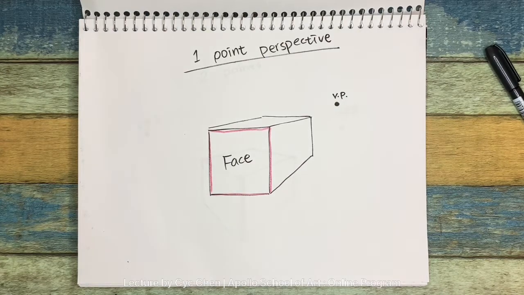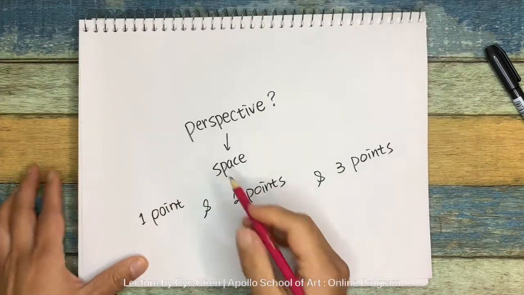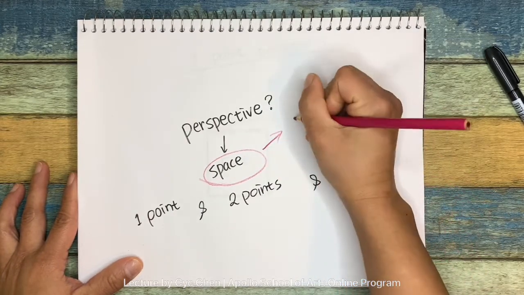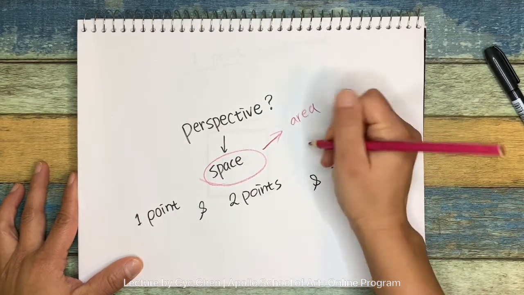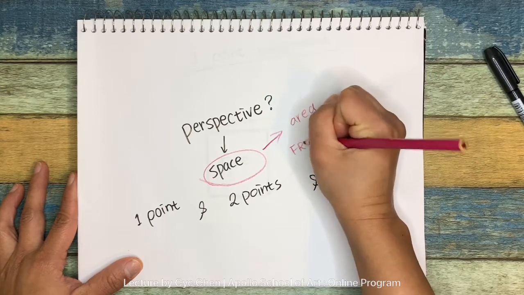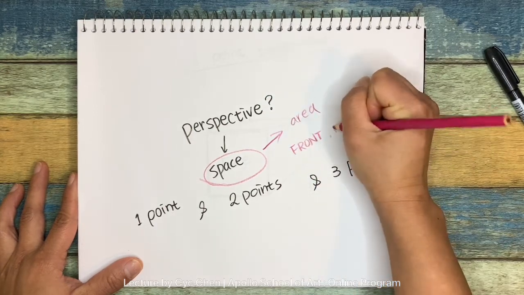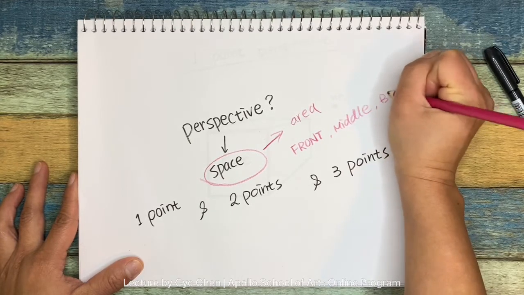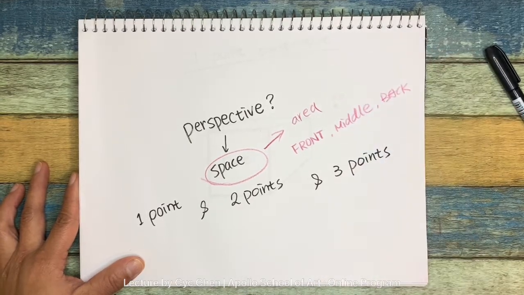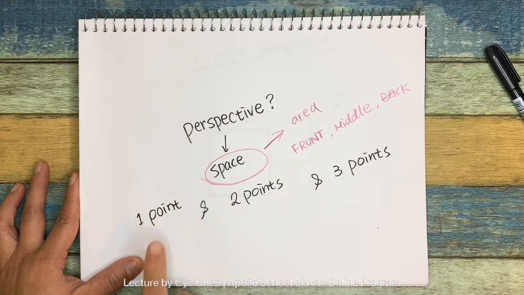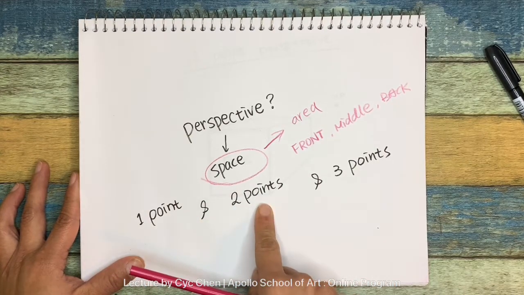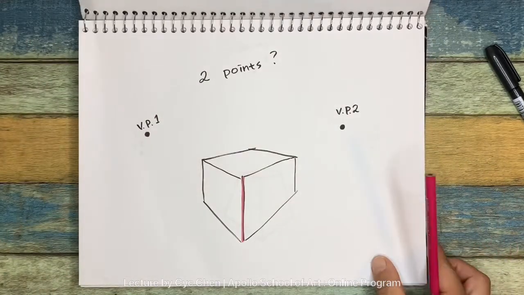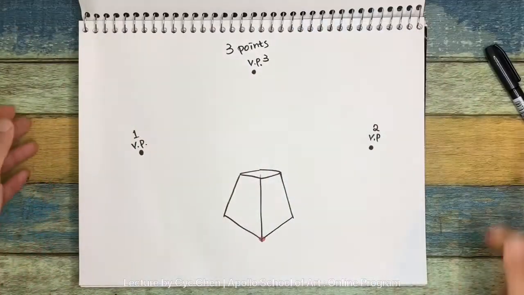When we talk about perspectives, it means space. The space can show the area. We can see the front, middle, and back. Right? We can use 1 point, 2 points, and 3 points. So that's our 1 point perspective, 2 point perspective, and 3 point perspective.